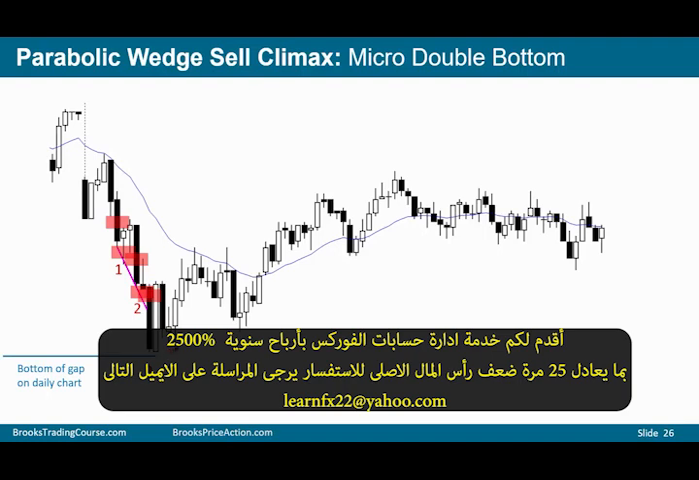We have a micro double bottom. The bears who sold this close, disappointed by this bull bar, decided to get out break even or with a small loss. And those bears placed limit orders to buy around their original entry price. So micro double bottom, parabolic wedge, reasonable buy. Tight bear channel, so first reversal is minor. Traders will look for a second reversal and a swing up.